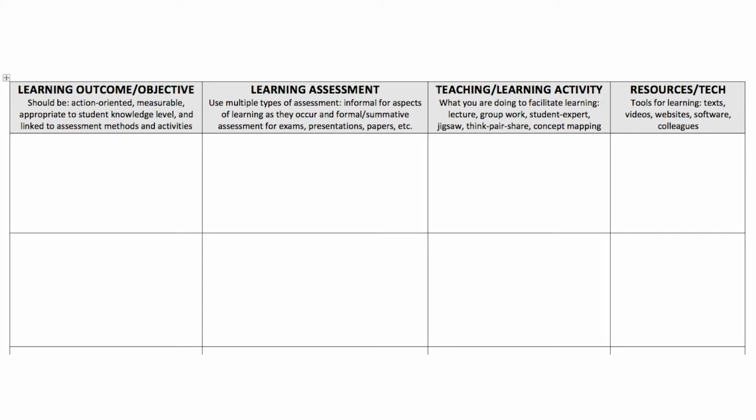The first and most significant part of planning any course and in filling out your alignment grid is the left-hand column, the learning outcomes or objectives. Here, you fill in what should be action-oriented, measurable, and appropriate outcomes for your student knowledge level, and these should be directly linked to assessment and teaching and learning activities. For more information on how to create pedagogically sound learning outcomes or objectives, check out our website or our course recreation web series.